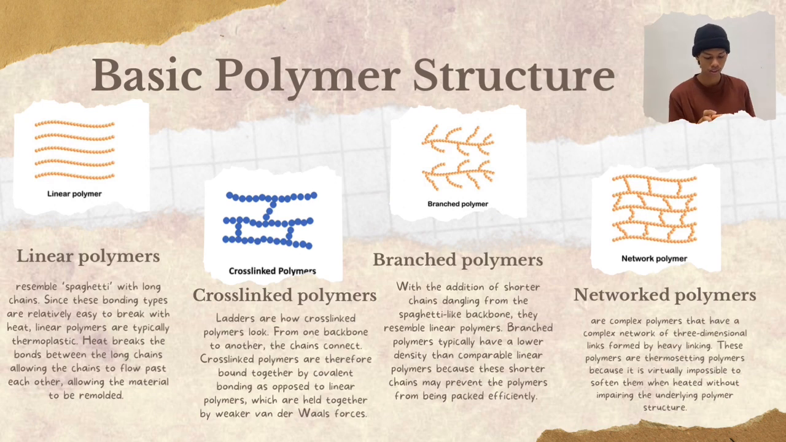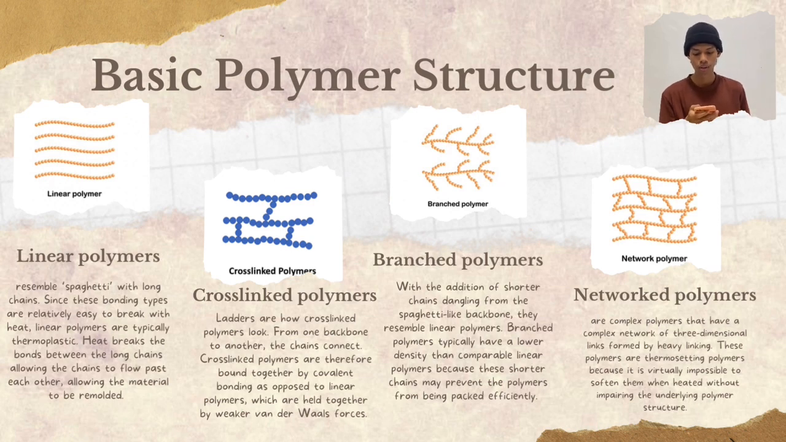So the next basic polymer is cross-link polymers. Cross-link polymer has a ladder look, from one backbone to another. The chains connected in cross-link polymer are bound together by covalent bonding, as opposed to linear polymers, which are held together by weaker van der Waals force.